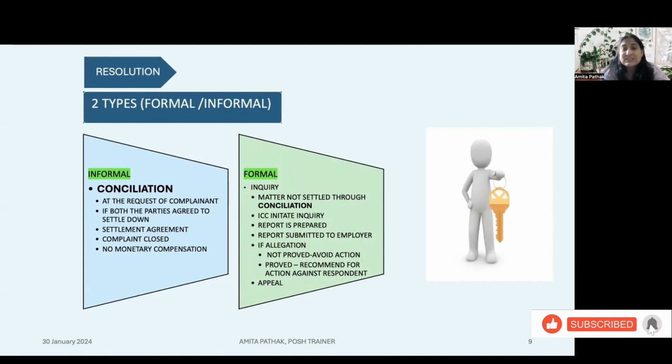And there are two instances: if the allegation is proved or not proved. If the allegation is proved and the harasser, or the respondent, is found liable, he will be recommended for action by the employer. And if the allegations are not proved, the concerned committee can recommend no action for the concerned person. And the last is the appeal. So these are the two ways, formal and informal, in which the complaint resolution proceeds.